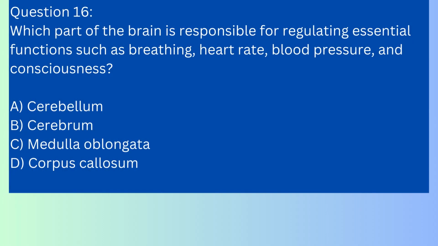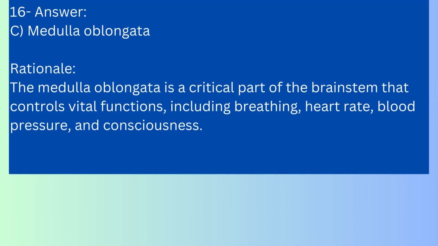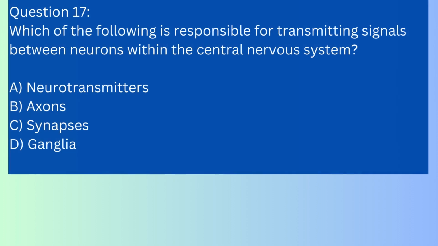Question 16. Which part of the brain is responsible for regulating essential functions such as breathing, heart rate, blood pressure, and consciousness? A. Cerebellum. B. Cerebrum. C. Medulla oblongata. D. Corpus callosum. Answer. C. Medulla oblongata. Rationale. The medulla oblongata is a critical part of the brainstem that controls vital functions, including breathing, heart rate, blood pressure, and consciousness.